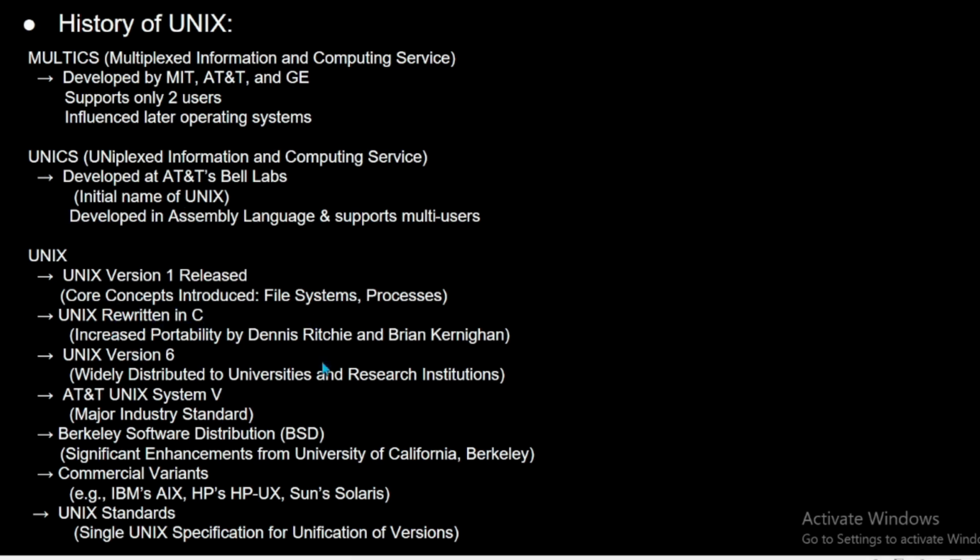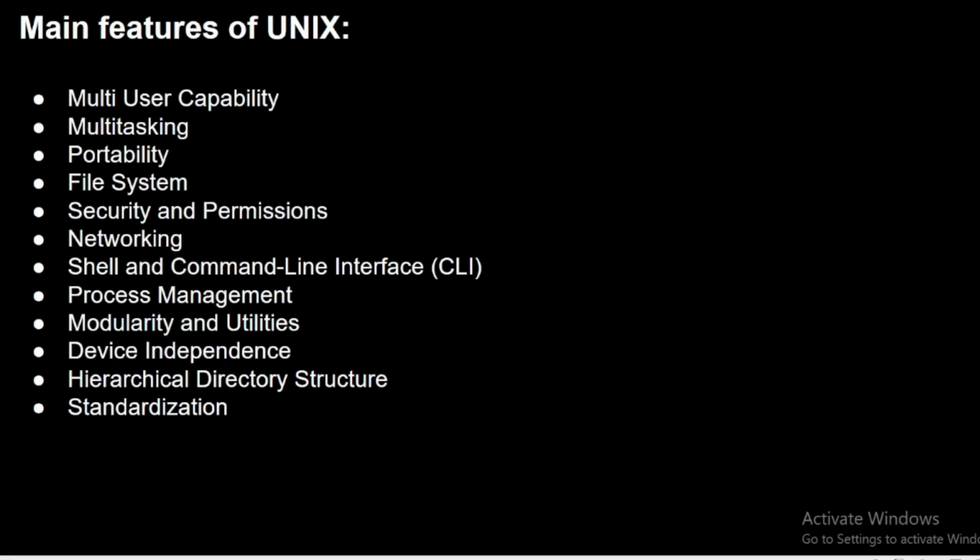It increased the portability. After that, Unix version 6 came into the picture, which was widely distributed to universities and research institutions. Likewise, several variants of Unix came up. Now, let us understand the main features of Unix and why it is so popular.